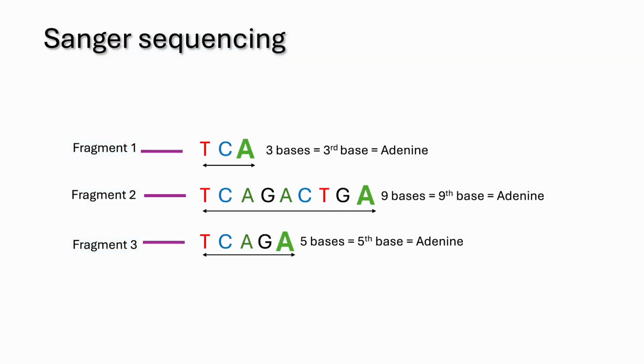Now, based on the location of the ddNTP, for example, in this case adenine, the length of the fragment can be determined. For example, here, fragment 1 has the ddATP terminates the reaction at the 3rd base, whilst fragment 2 has the termination at the 9th base, and fragment 3 is at the 5th base.